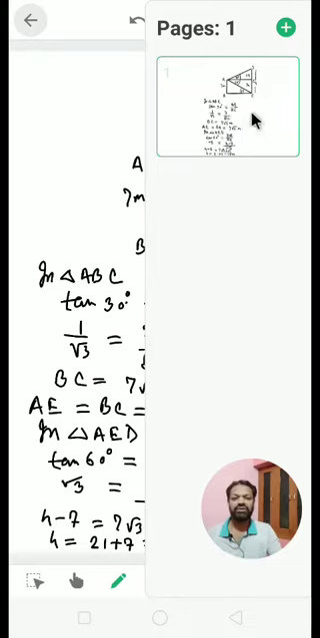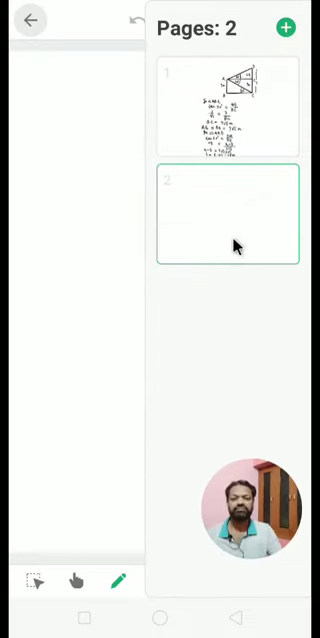Now move to the next question. The question says, a toy is in the form of a hemisphere surmounted by a right circular cone of the same base radius as that of the hemisphere. If the radius of the base of the cone is 21 centimeters and its volume is 2 by 3 of the volume of the hemisphere, calculate the height of the cone and also calculate the surface area of the toy.